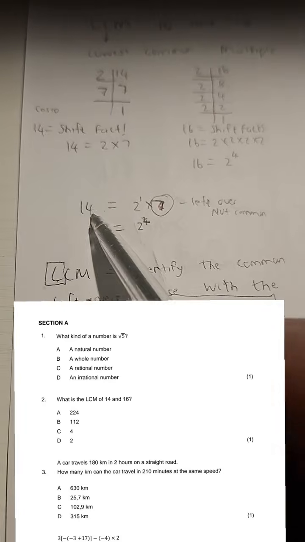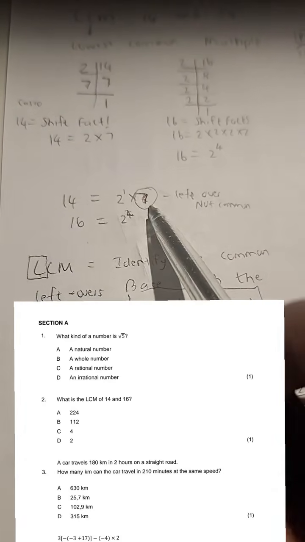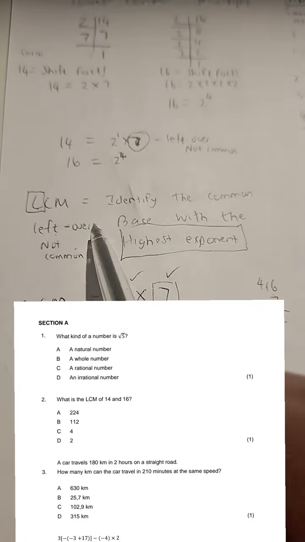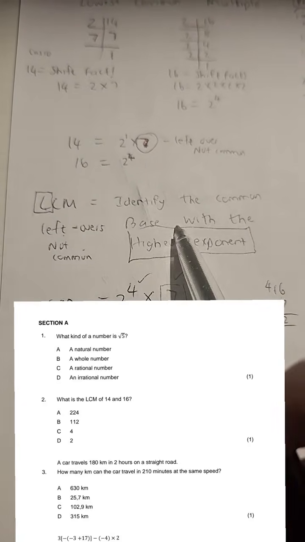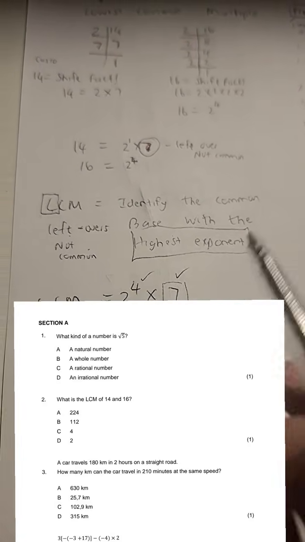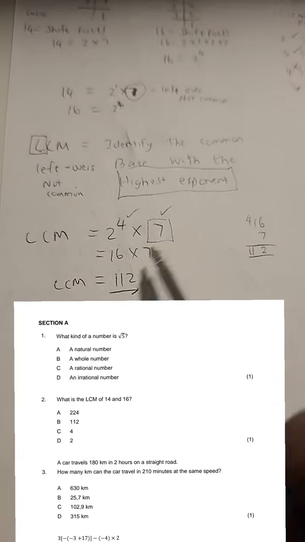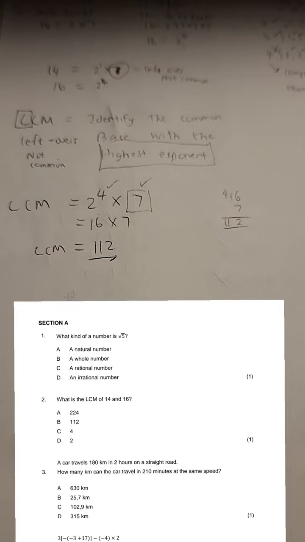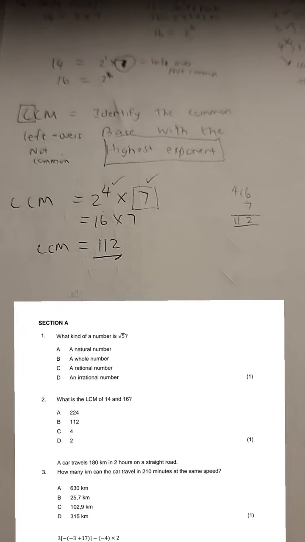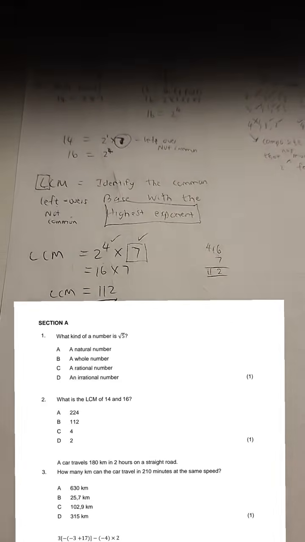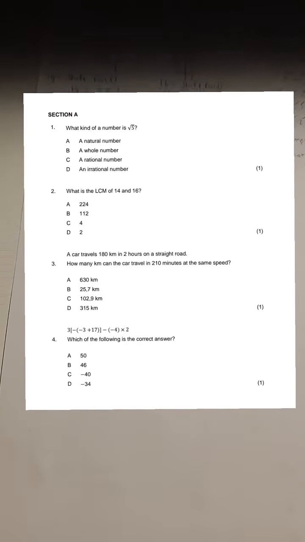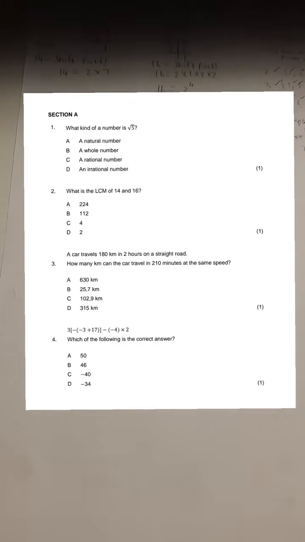Then, of course, you can then write down the product of prime factors and then identify the common base with the highest exponent. And obviously, your accompanying leftover, and then your LCM is sorted. Okay. So our answer there is simple. What is the LCM of 14 and 16? It's B, 112, guys. That is the answer.